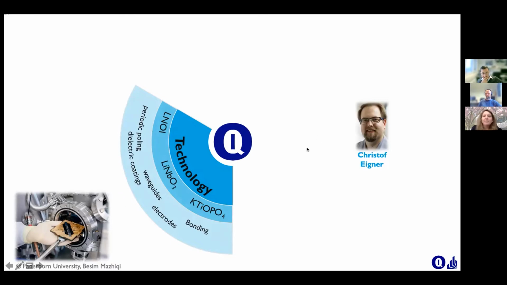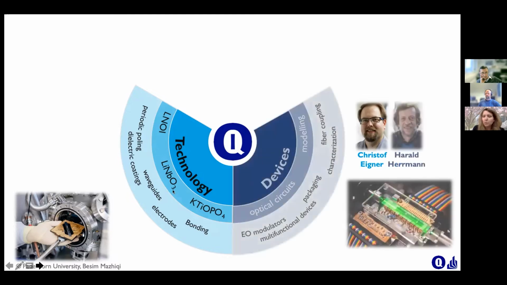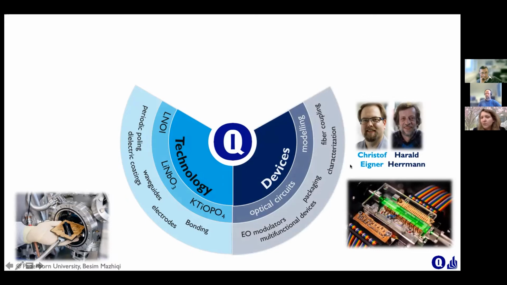So we have this technology. I think this is something in photonics which has not been done for quite a while. We were spoiled because there's a lot of technology available from classical photonics, but we have to do our own if we want to have tailored photonics. The second subgroup I call devices, and in my group, the technology Christoph Eigner is group leader.